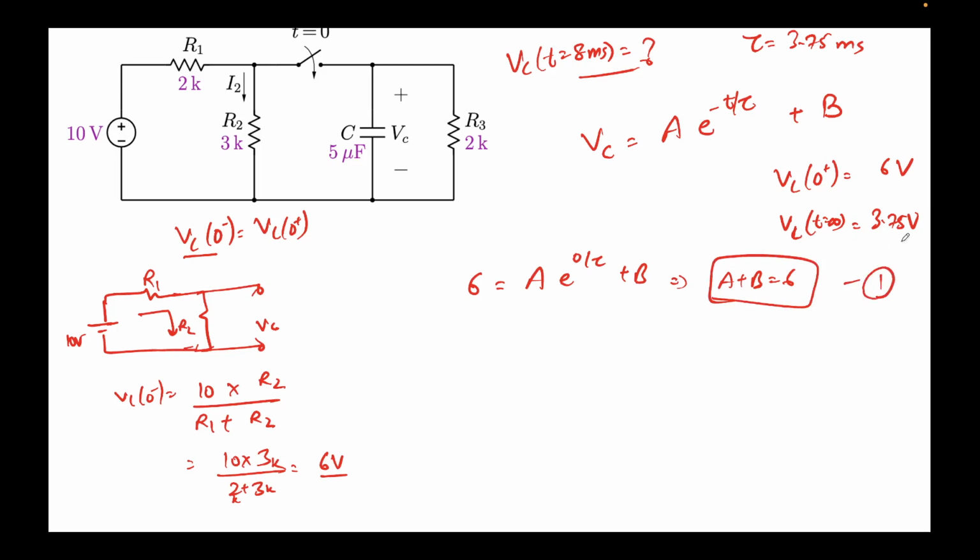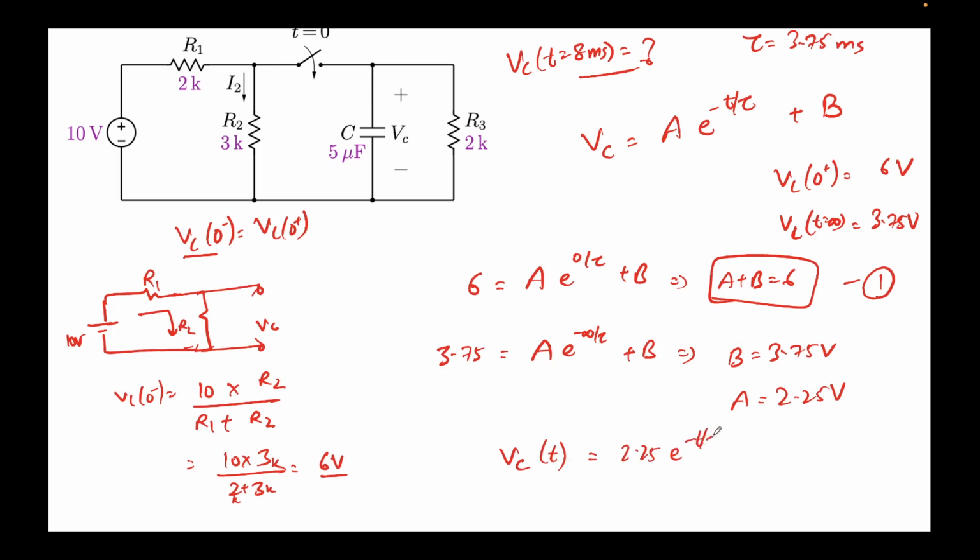Now I'll use that time t equal to infinity expression. This will come out to be 3.75 equal to a e to the power minus infinity by tau plus b. We know that tau is a positive and finite quantity, so e to the power minus infinity, this term will vanish. This will give me b equal to 3.75 volts. Since b is 3.75, this gives me a as 2.25 volts. So my expression for Vc as a function of time is coming out to be 2.25 e to the power minus t by tau plus 3.75.